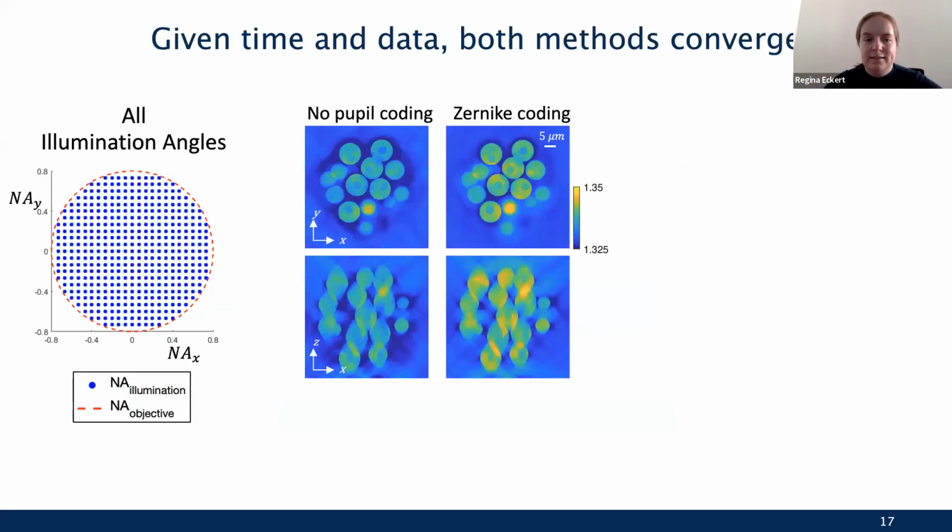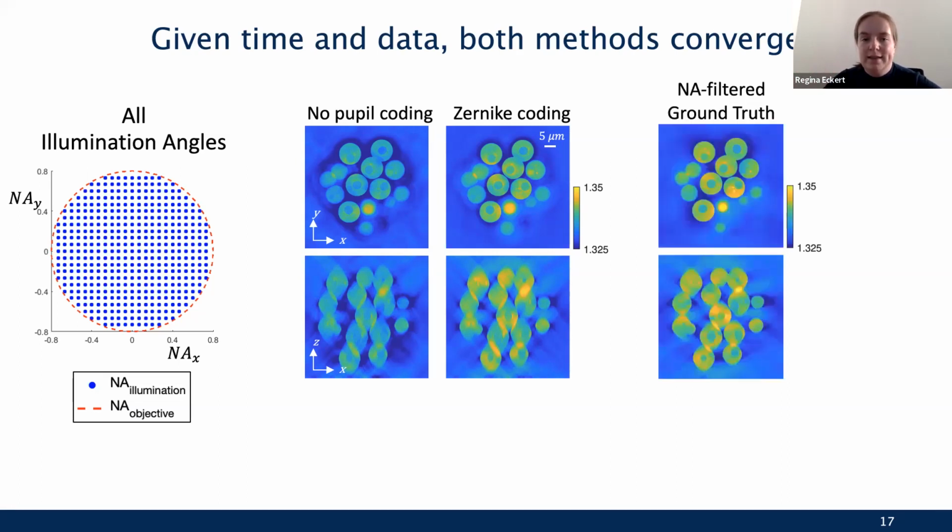So looking at this system, if we give both the no pupil coating case and this Zernike coating case enough time and enough data, they both converge pretty well. That's comparing to this NA filtered ground truth, where we filtered by the actual information collecting ability of the NA of our objective lens. What I mean when I say they both converge is that the cell backgrounds, these low spatial frequencies, are both recovered fairly well for both of these methods.